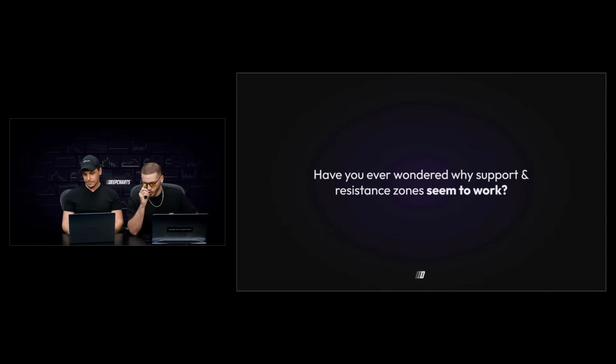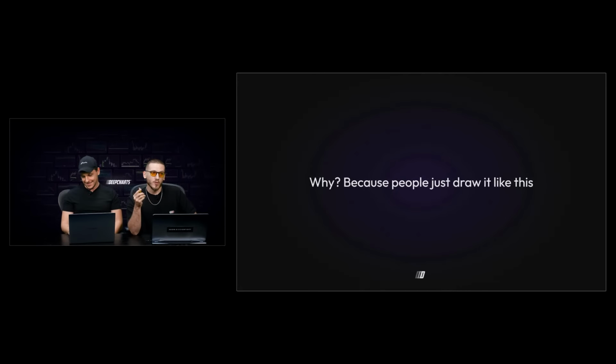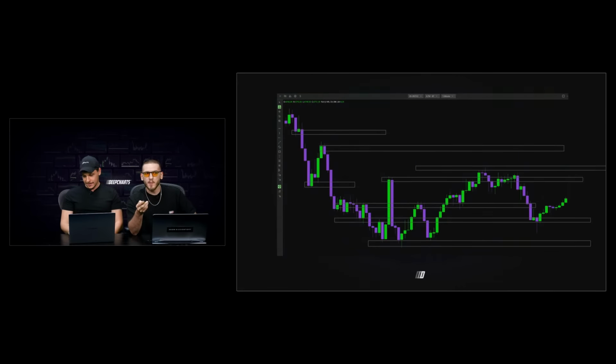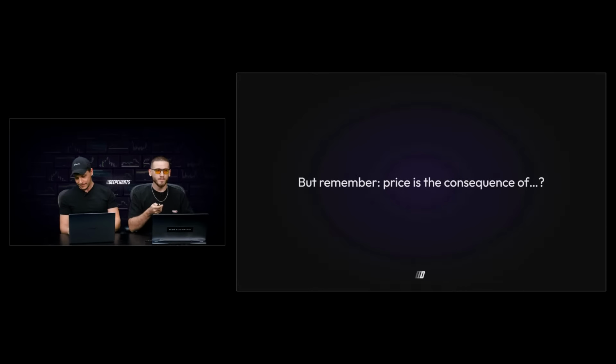And here comes a crucial point that also blew my mind when I first discovered order flow. You ever wondered why, literally why, support and resistance zones seem to work? Sometimes they do, sometimes they don't. Seems to work. But why? Because people just draw it like this. They take some areas, they draw some rectangles where price bounces, and they're supposed to work because price bounced a lot of times. That's what my guru told me.